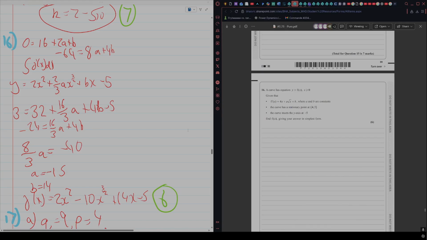So we need to find f of x. We know that it gives us f dash of x, which is useful. You can integrate this to give you this in terms of a and b, and you know that the c is -5, so you don't need to do a plus c for the integration. It's just -5 because it meets the y-axis at -5. That is the constant. Next, you know it has a stationary point at 4, 3.